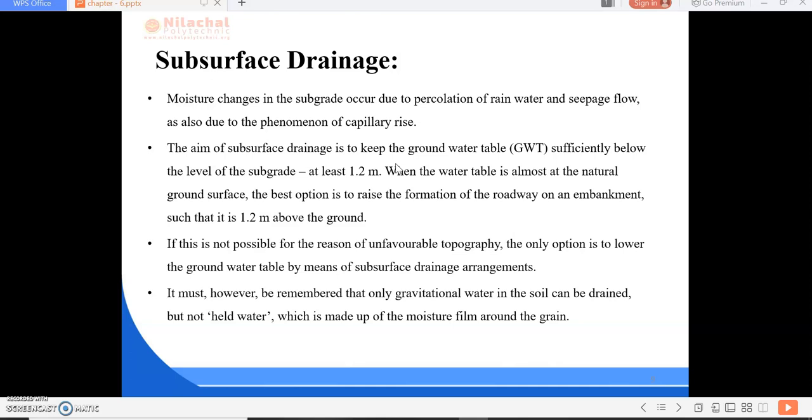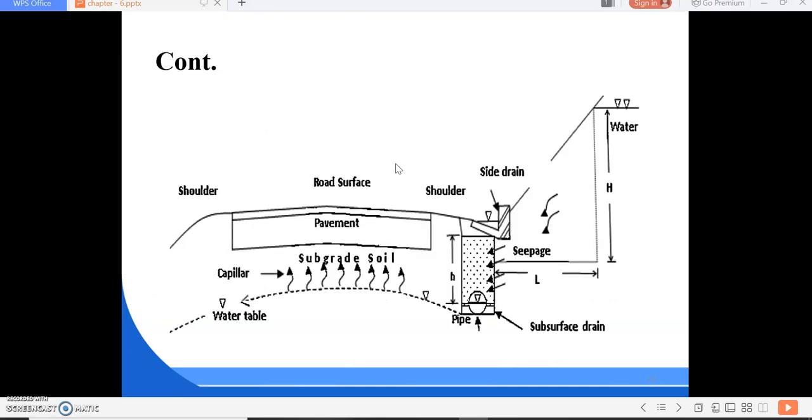It must, however, be remembered that only gravitational water in the soil can be drained, but not held water, which is made up of the moisture film around the grains. Here we can see this is a subsurface drain and this is the subgrade soil. This is pavement and this is our normal road surface.